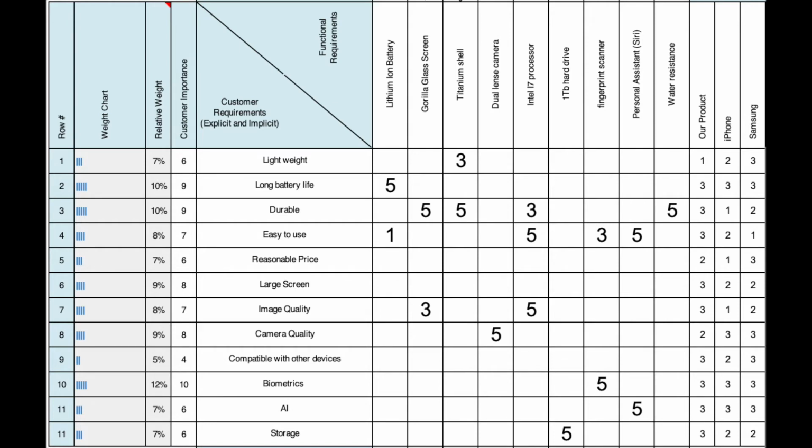However, if you look at easy to use, you have a strong relationship with the i7 processor as well as the personal assistant. However, it has a lithium battery, which is a weak relationship because if it is too long, it will help deteriorate the battery. We can also do this for many others, as seen on the matrix, so that we can decide which ones are the best fit for our cell phone.